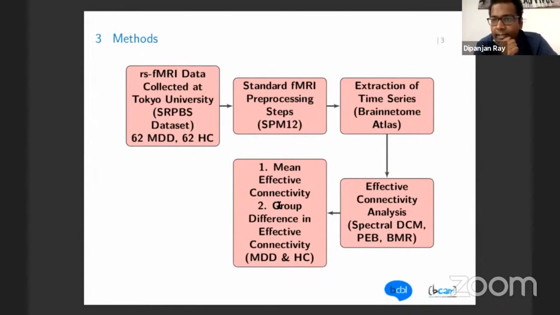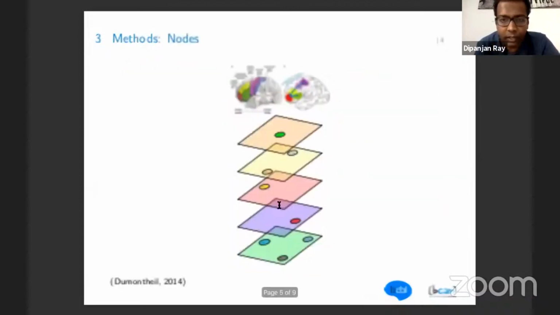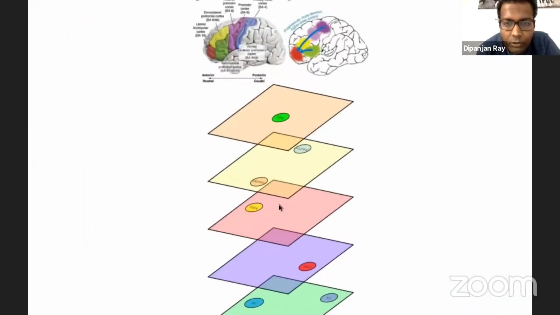Based on this, in our present work, we implemented effective connectivity analysis employing spectral dynamic causal modeling on resting state fMRI data from depression patients and age and sex matched healthy controls from an open data set. We extracted time series from the relevant regions involved in sensory motor functions in the brain. Our output is the mean effective connectivity in the hierarchically organized brain regions, across depression patients and healthy controls, and also the group difference in effective connectivity between healthy controls and MDD patients.